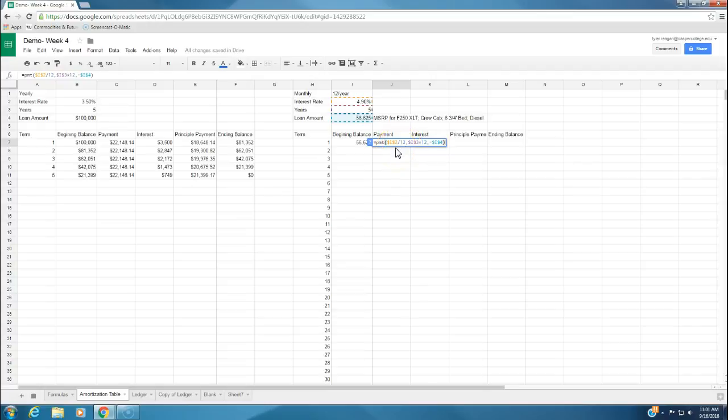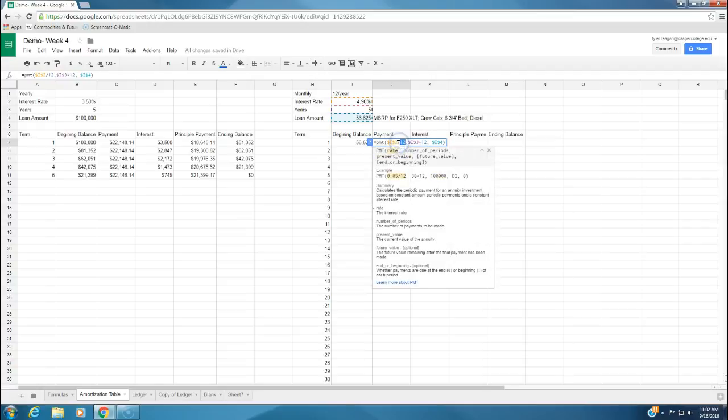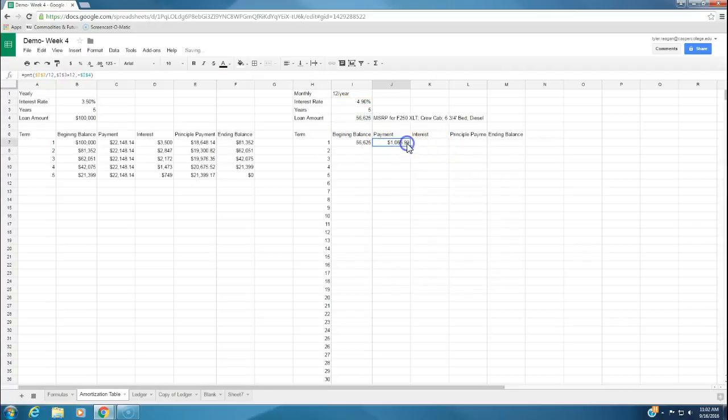Now, if we were doing a quarterly payment to where we're paying 4 times a year, this would no longer be 12. This would actually be 4, as well as this would be 4. This is the amount that we pay per year, or the amount of times we pay per year in these two values. So we press enter, and we see that we have a payment of $1,065.99.